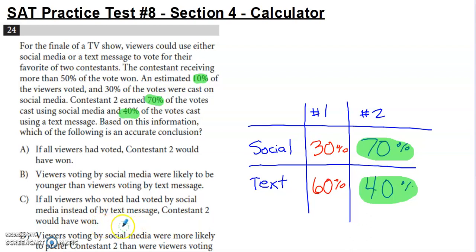If all viewers who voted had voted by social media instead of by text message, contestant 2 would have won. Well, if this 60% that voted for contestant 1 by text message would have voted for social media, they still would have voted for contestant 1, even though they're now voting through a different method. So I don't think it's option C.